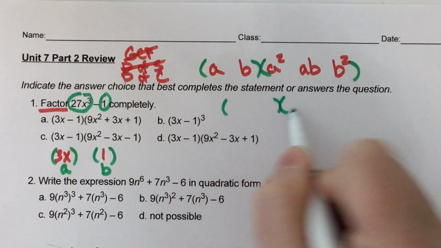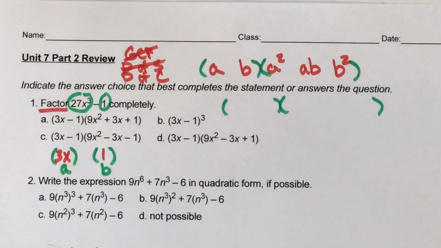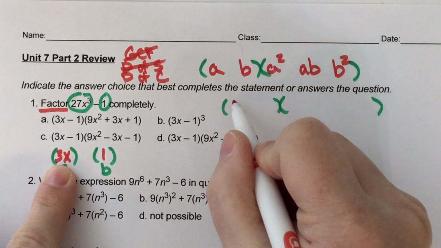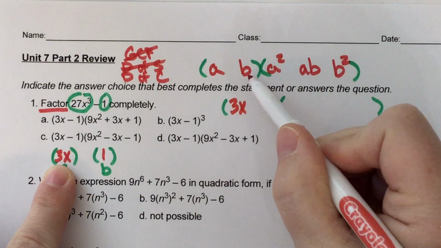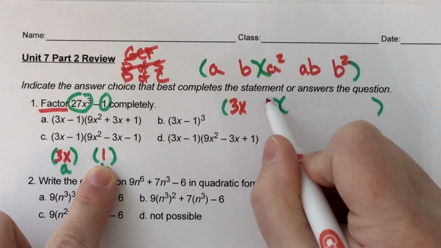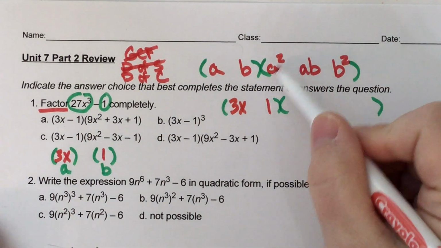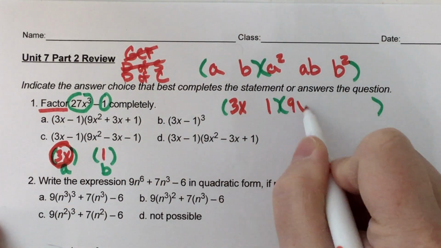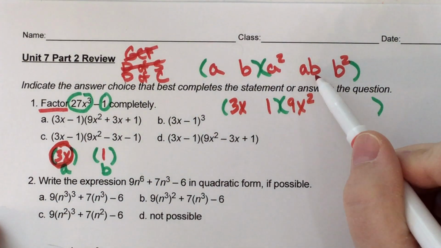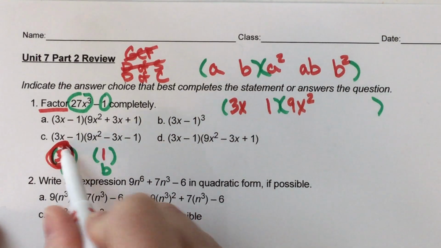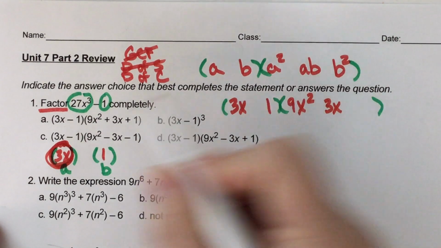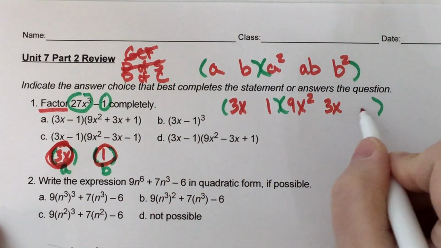Little baby set of parentheses and big set of parentheses. So first it wants a, and a is 3x. Then it wants b, and b is 1. Then it wants me to take a and square it. So 3x times 3x, that's 9x squared. Then it wants a times b, so 3x times 1, that's 3x. And b squared, 1 times 1, that's 1.